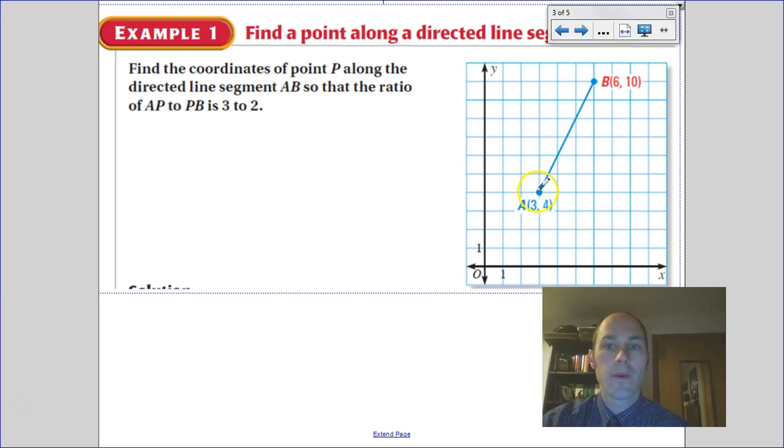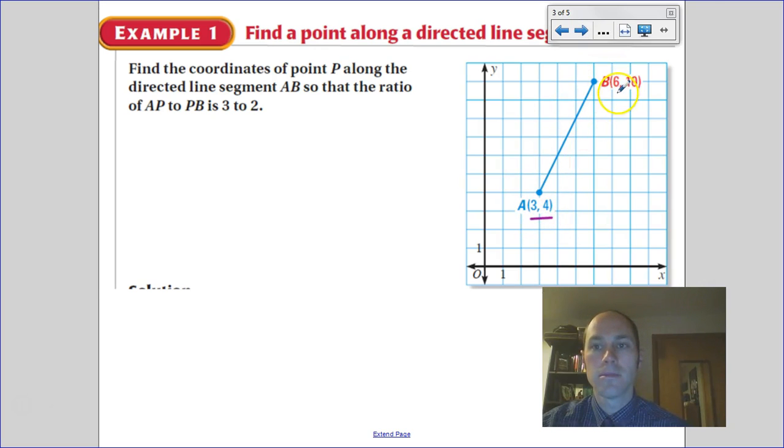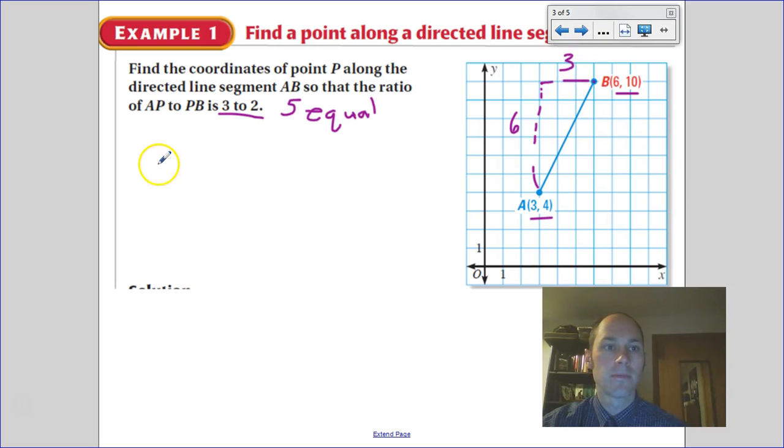Okay, so let's take a look at another one where we have AB. A is 3/4, B is 6/10. We want to change this into a ratio of 3-to-2, which means you want 5 equal parts. Okay, so now taking a look at this segment, as we take a look at its rise over run, we go up 6 units, we go over 3 units. So our slope is up 6 over 3. That's the total change on this directed line segment.